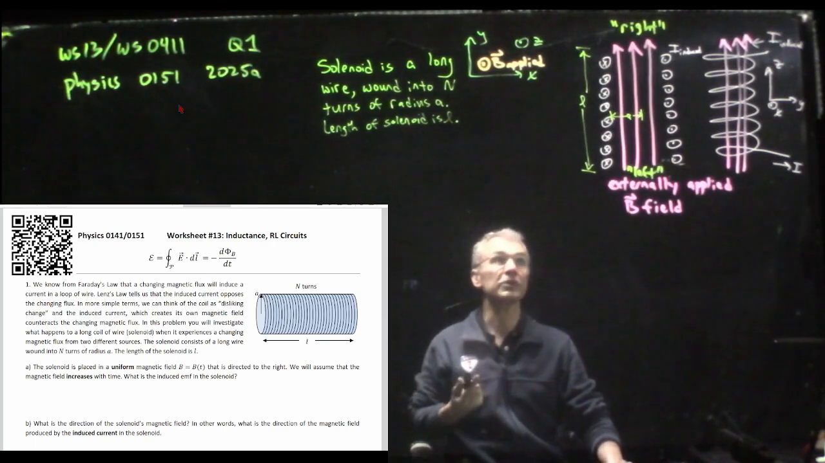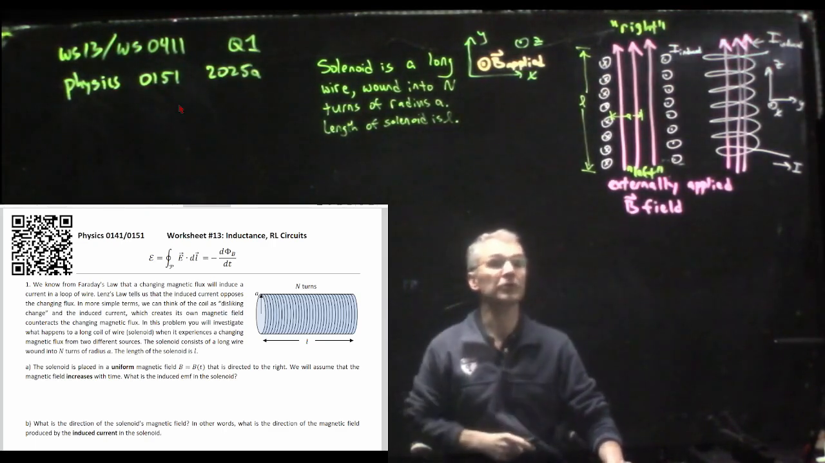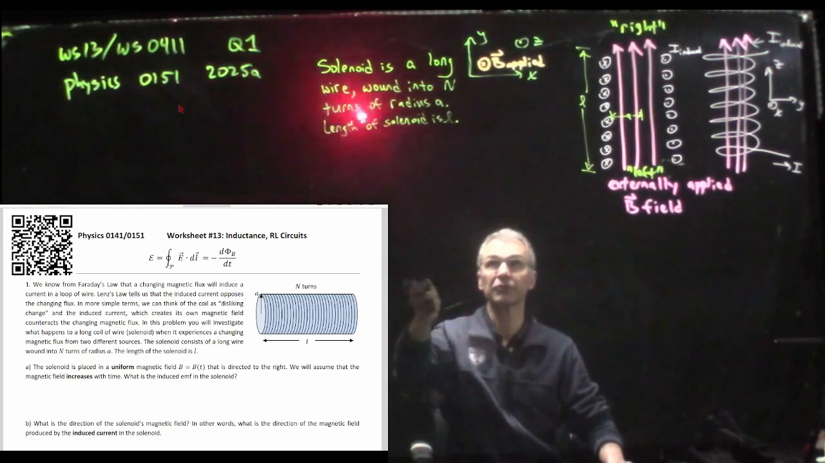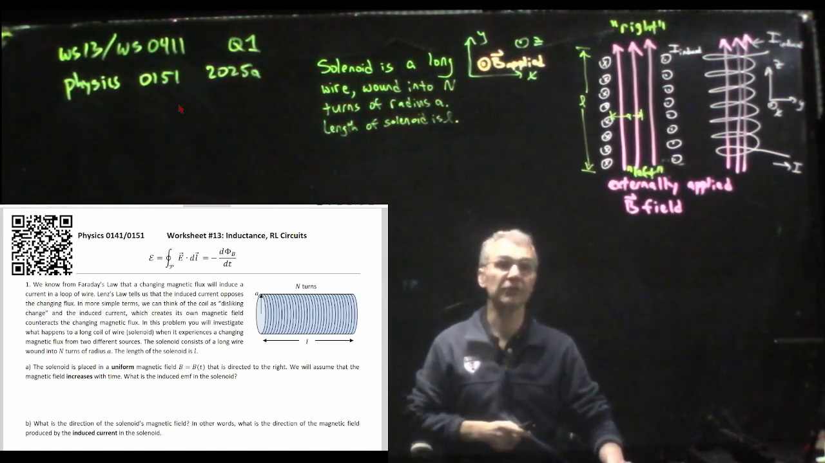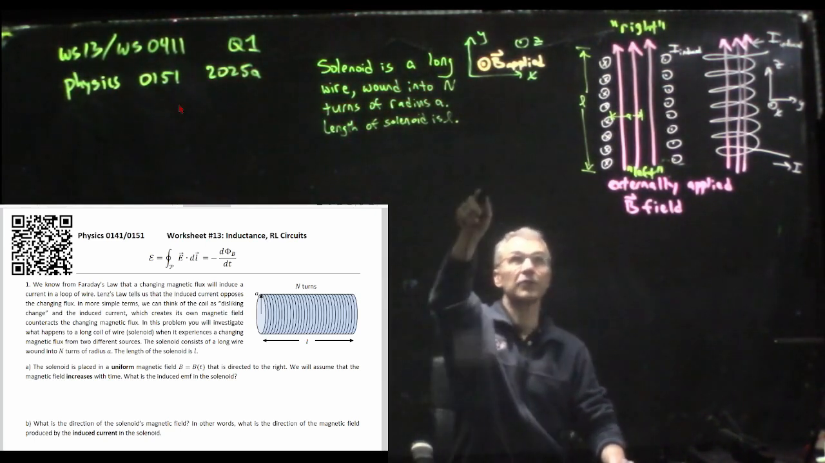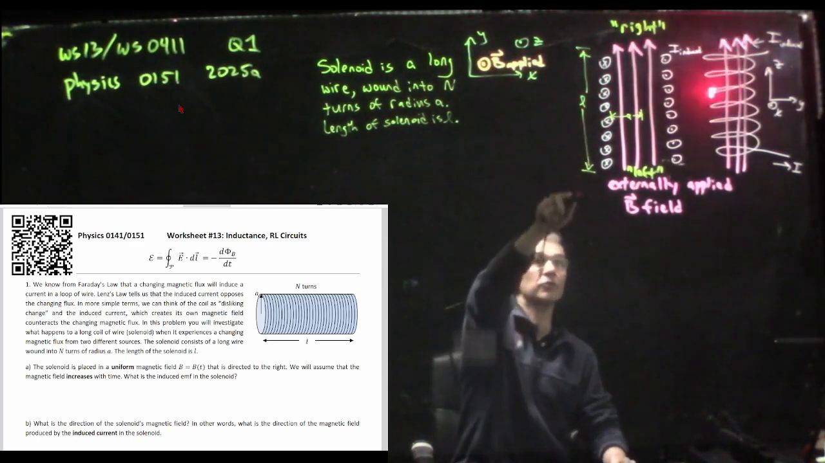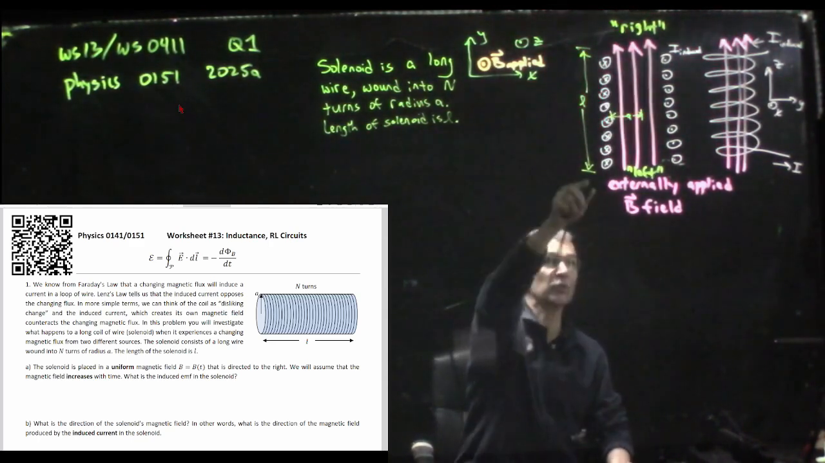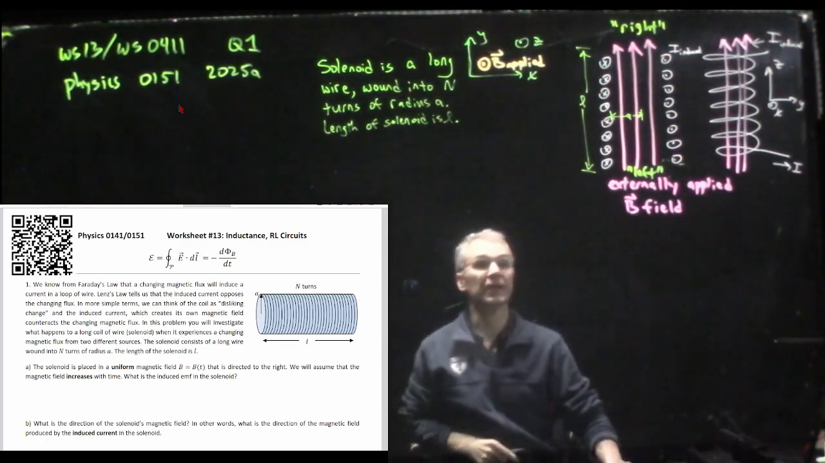So we have a solenoid, and the solenoid is a big coil of wire, and it's wound into n turns of radius a, and the length of the solenoid is L. So L is the length from one end of this coil to the other, and then a is the radius of this circle, which will be the projection of this helix onto the xy plane.